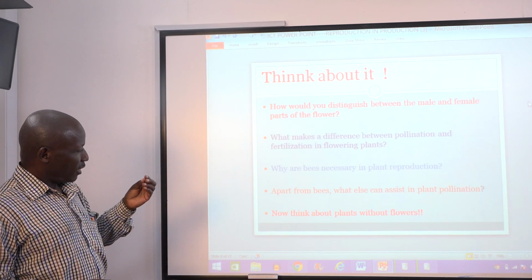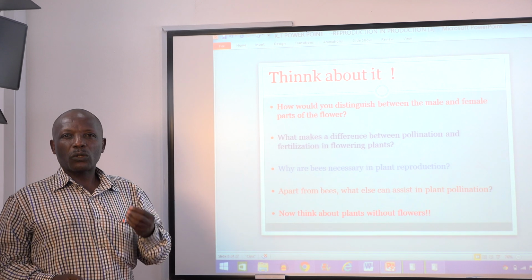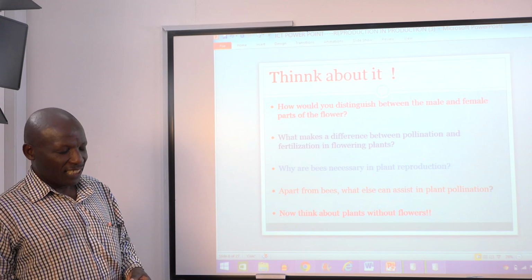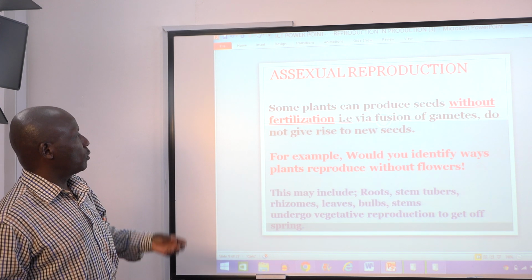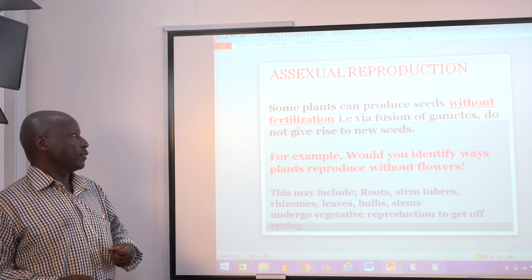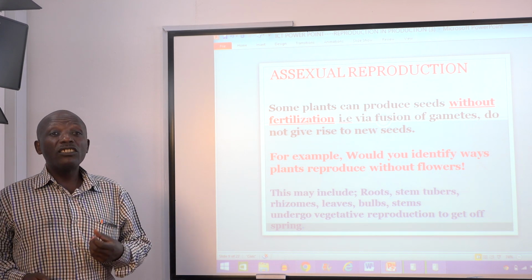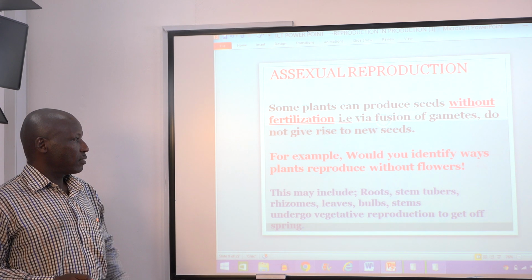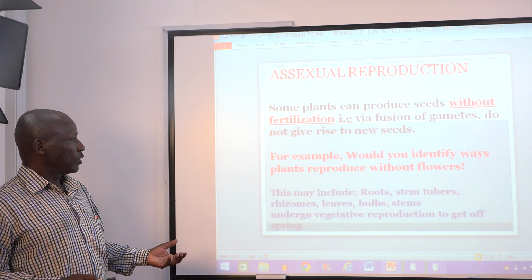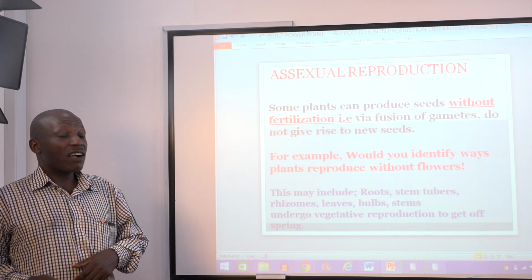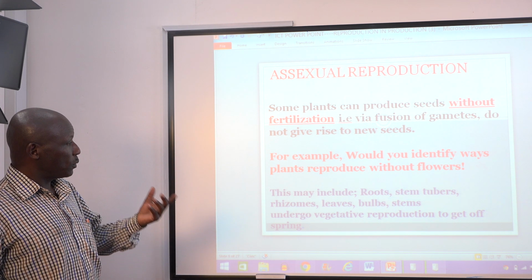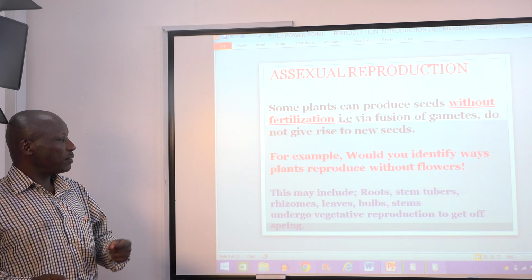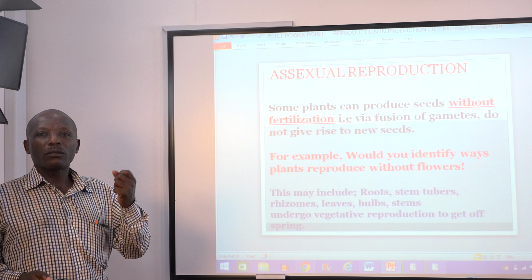Now, think about this. Can plants also reproduce without flowers? It is true. And this is what we call asexual reproduction. Some plants can reproduce without fertilization, without fusion of gametes. For example, we are going to identify some of how plants reproduce through roots, stem tubers, rhizomes, leaves, bulbs, stems, without flowers.